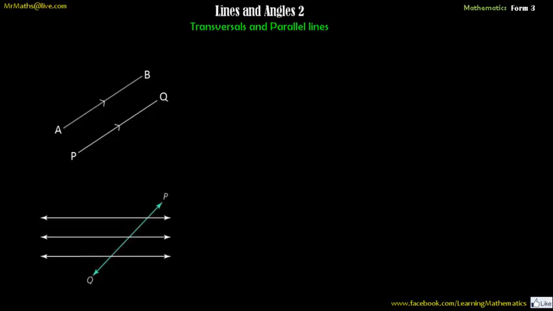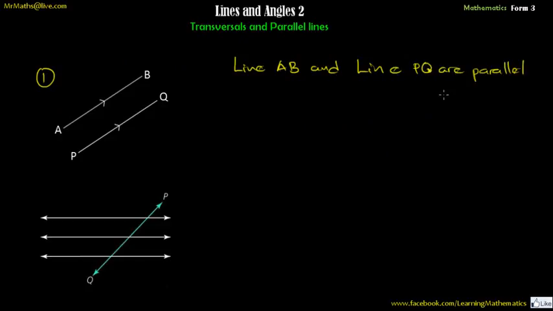Lines and Angles 2 revolve largely around transversals and parallel lines. So let's go through the definition of parallel lines. Example number 1 here: these two lines are parallel. Line AB and line PQ are parallel. Parallel lines are denoted by an arrow, either drawn as one single arrow mark on the two lines, or sometimes you can see a double arrow, which probably looks a bit like this. If you see that, it means these two lines are parallel.